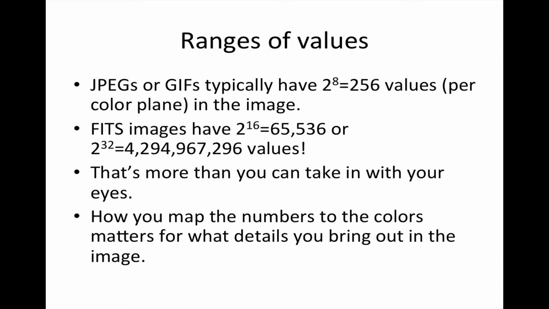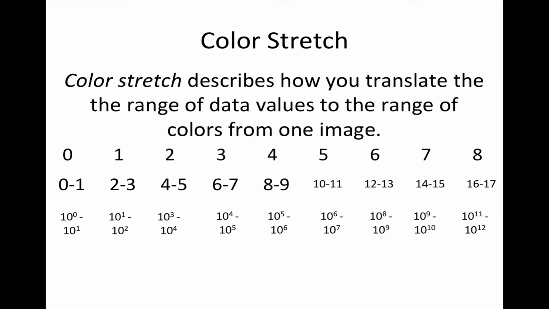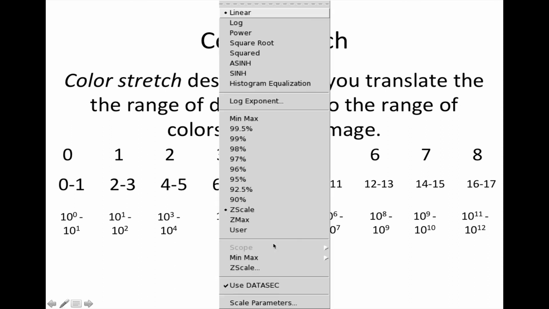So how you map that huge range of numbers to the colors is a choice that you make depending on what details you want to bring out in the image. So the term for that is color stretch. It describes how you translate the range of data values to the range of colors, again, from just one image. And so those are the three color stretches we were working with earlier. But there's a huge variety of color stretches you can make in any tool that has FITS imaging capability.